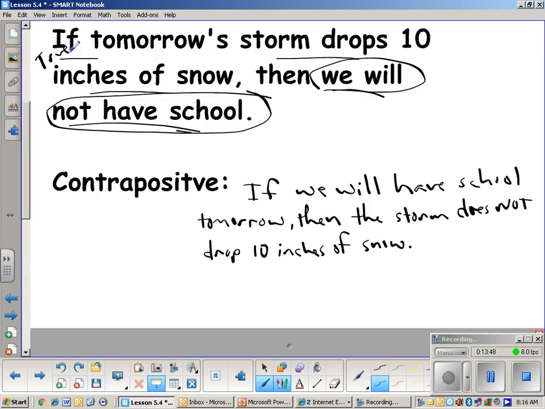Yes or no? Yeah, but not if this was true, right? This statement says if we get 10 inches of snow, then we'll not have school, right? So if that's a true statement, then if we have school tomorrow, then we know the storm did not drop 10 inches of snow. So the reality is that this is also true.